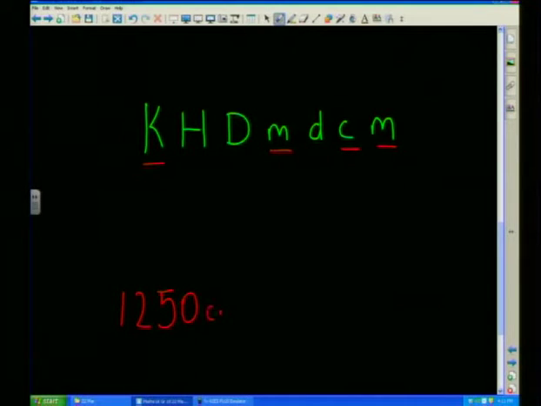1,250 centimeters. What do I do? I finish my number where the centimeters are. So centimeters, I finish my number there. So there's my 0, there's my 5, there's my 2, and there's my 1.